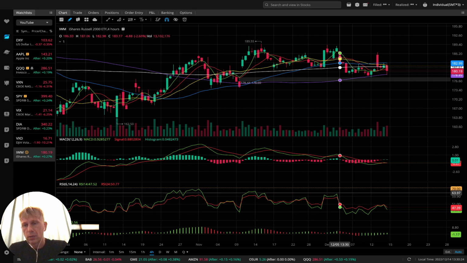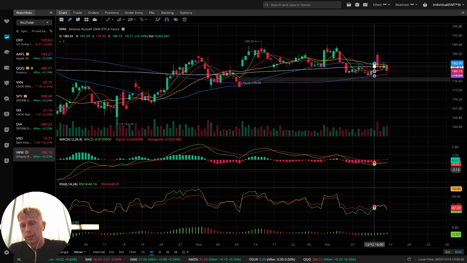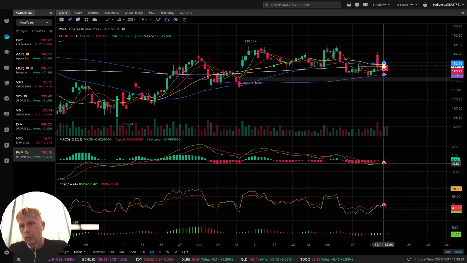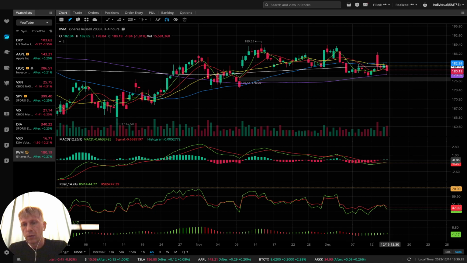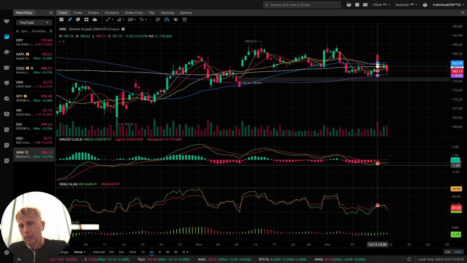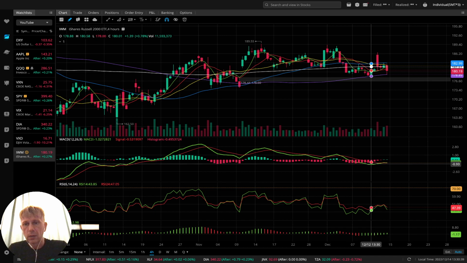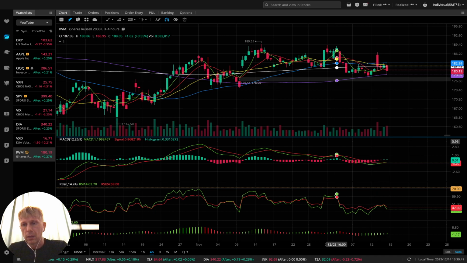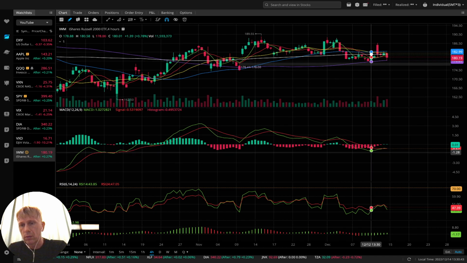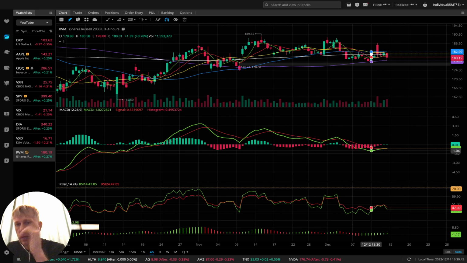4 hours similar like Dow. It did a very weak, very slight bullish crossover. We have 2 green bars on histogram. MACD did bullish cross. Let me maximize it. MACD did bullish crossover, but it's kind of flat. It's very weak.